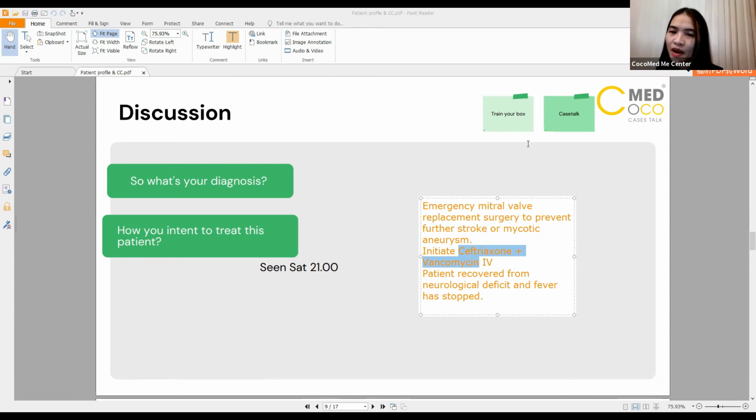Vancomycin works against MRSA. Yep, MRSA, Staphylococcus aureus. This means methicillin-resistant Staphylococcus aureus, and vancomycin can cover this. So that works for this case. So go with the valve replacement.